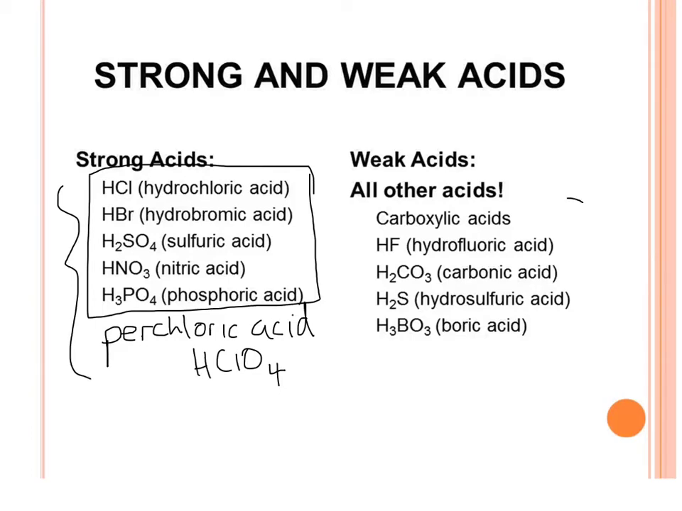Those include carboxylic acids, things like hydrofluoric acid, carbonic acid, hydrosulfuric acid, boric acid. There are more examples than this, but if it is not one of these strong acids listed on this side here, then you can safely assume that it's a weak acid.